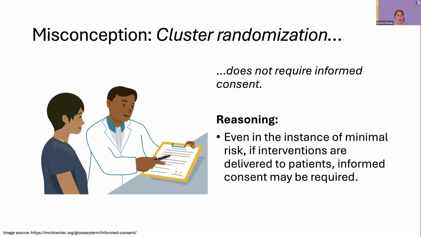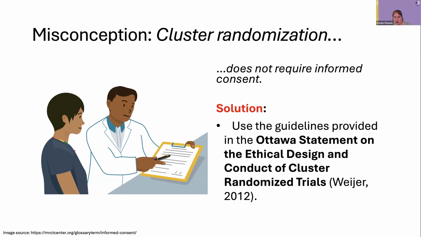Another misconception is that cluster randomization does not require informed consent. Even in the instance of minimal risk, informed consent may be needed. And in fact, cluster randomization makes figuring out who needs to give consent a little more complicated. And so we suggest that researchers and statisticians use the guidelines provided in the Ottawa Statement on the ethical design and conduct of cluster randomized trials. And again, I have a reference for that at the end of these slides as well.